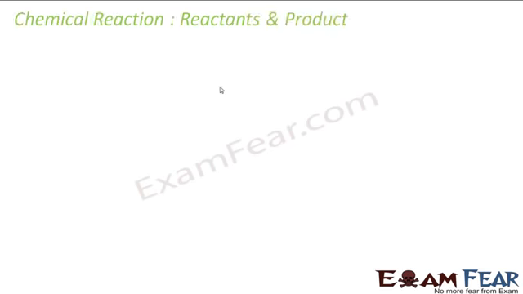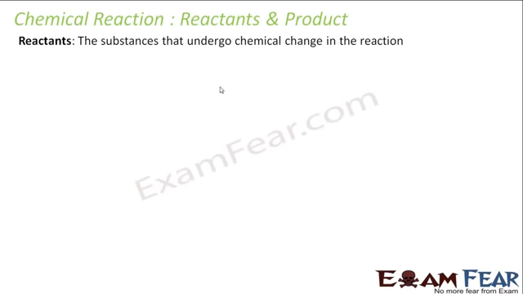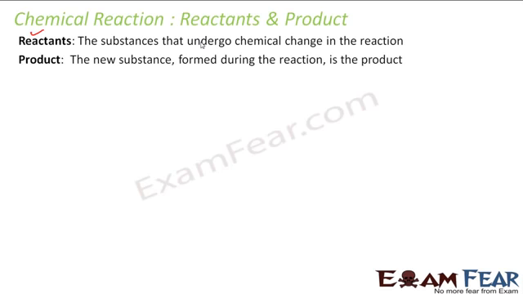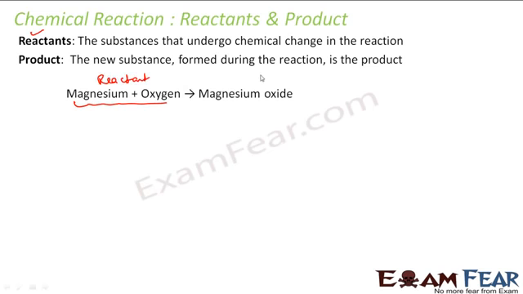So a chemical reaction typically has reactants and products. The reactant is nothing but the substance that undergoes change, and the product is nothing but the new substance that is formed. For example, in this case, magnesium and oxygen are what is undergoing change, right? So they are reactants. Magnesium oxide is the final output. So this is a product, and they are separated by a line.